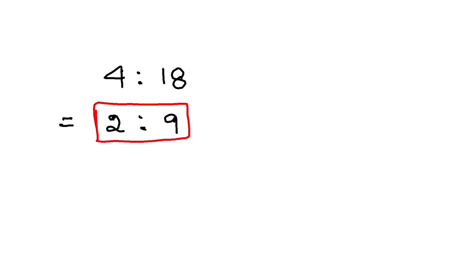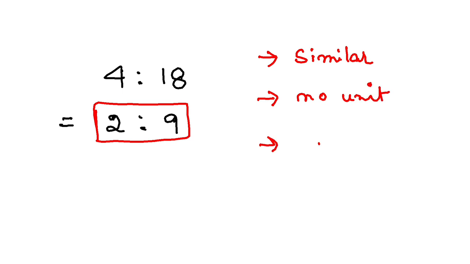Let us summarize what we have learned. What we have learned till now is a ratio is a comparison of similar quantities. Next, ratio has no unit. Next, ratio is written like this: A:B. A is the antecedent, B is the consequent. And next, ratios must be converted to their lowest form. So these are the basics of ratio.